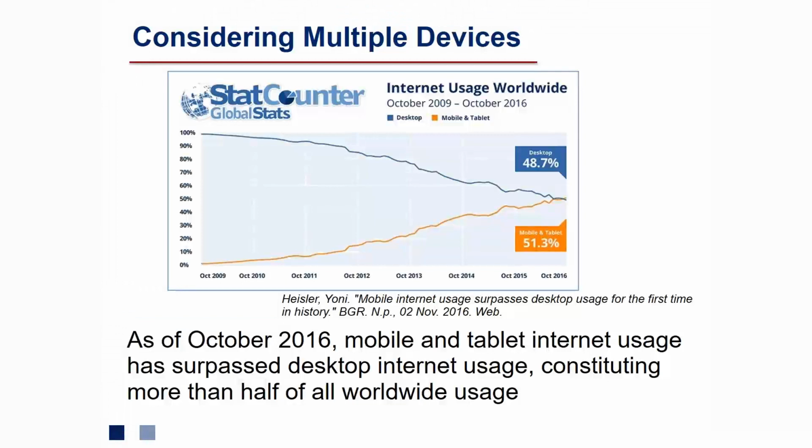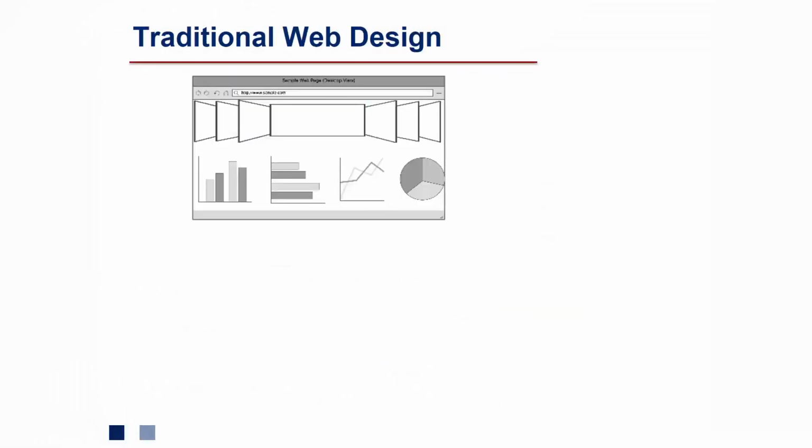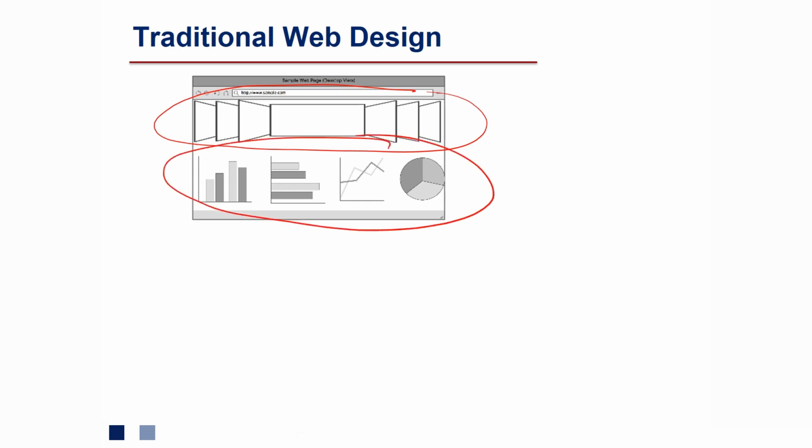This means that not only are people looking at your web pages on smaller devices, but of course on a variety of different types of devices, which raises challenges when it comes to designing the page. Here we see perhaps a traditional web design. At the top we have what they call a carousel of data. Here's some charts at the bottom here.